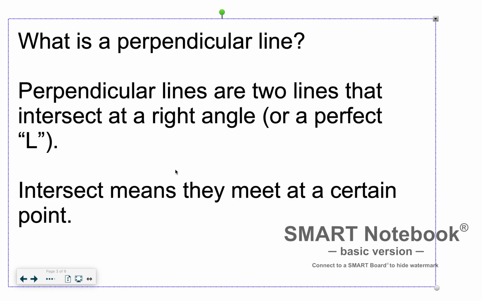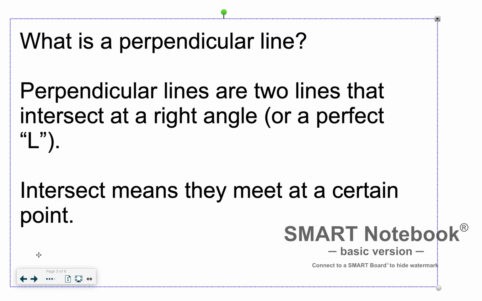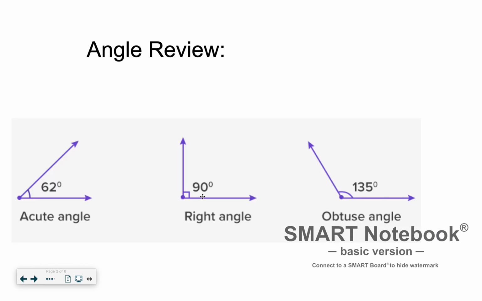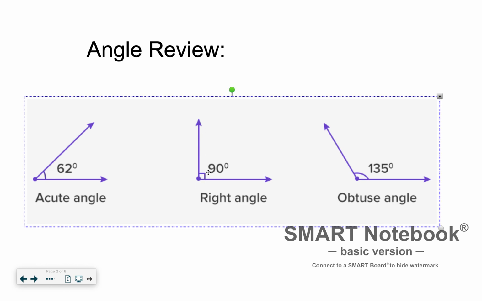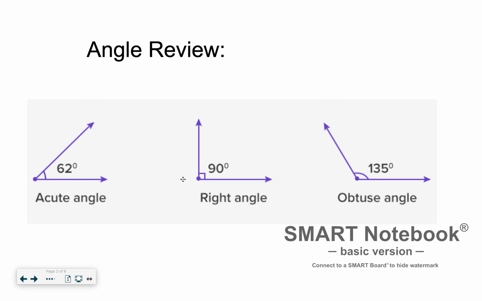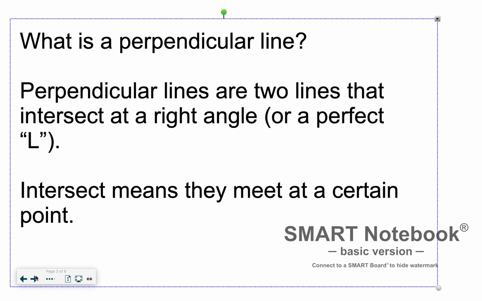What is a perpendicular line? That's a really big fourth grade word, perpendicular. Feel free to try to say that out loud. Perpendicular, okay? What is it? Perpendicular lines are two lines that intersect at a right angle, or a perfect L. And intersect means they meet at a certain point. So if we go back to our angle slide, you can see the two rays. When they meet at the vertex, they create a perfect angle. Those two rays are perpendicular to each other.